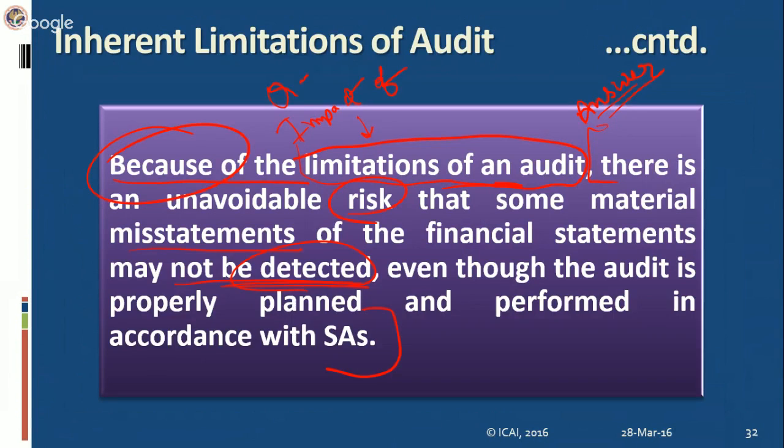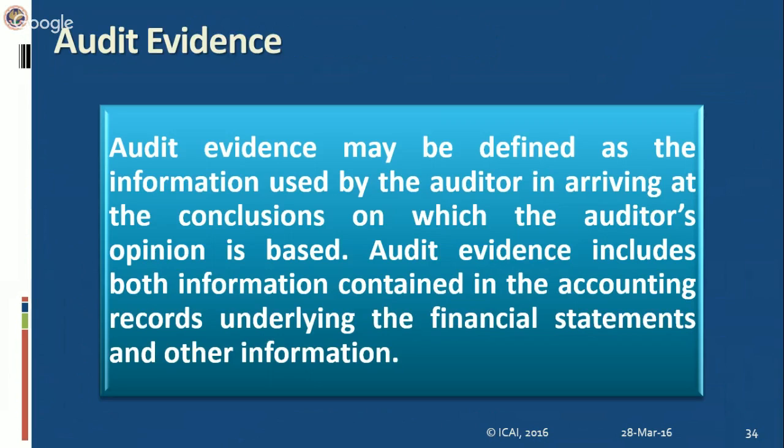Because of inherent limitations, there are unavoidable risks. You can get a question from this topic like what is the impact of limitations of an audit? Then what you need to write is: there is an unavoidable risk that some material misstatement of the financial statements may not be detected even though the audit is properly planned or performed in accordance with the SAs. Yes, students, having completely done this topic, inherent limitations of audit, and simultaneously a quick revision by Preeti Sharma on the topic, we move further to audit evidence.